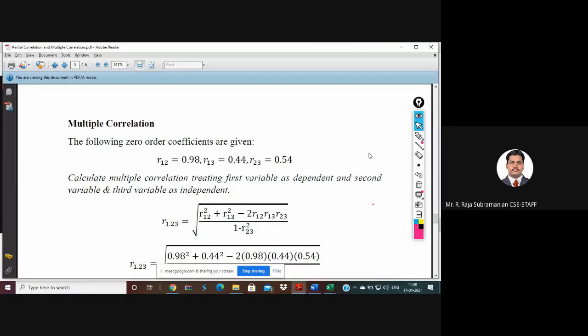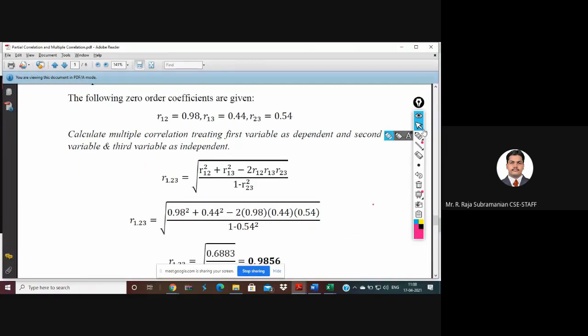Okay. So study this formula also. Totally this is the sixth formula now. What is R1.23? That is R12 squared plus R13 squared minus 2 R12 R13 R23, divided by 1 minus R23 squared, the whole square root. This particular term is the independent terms. So study this also. Is it clear?